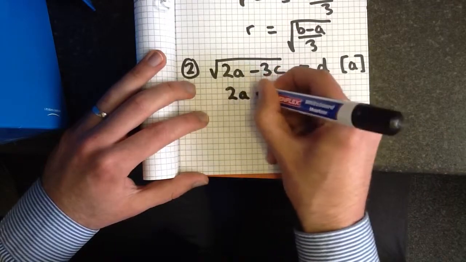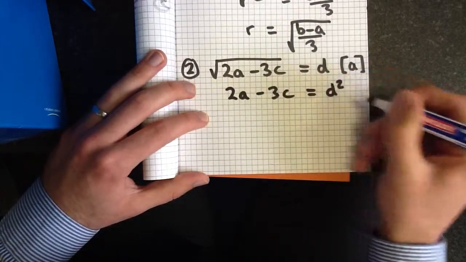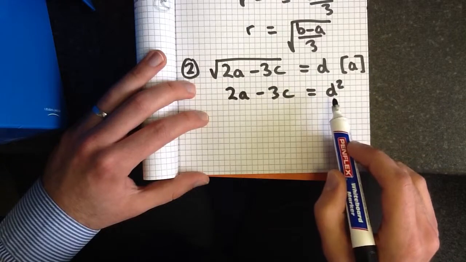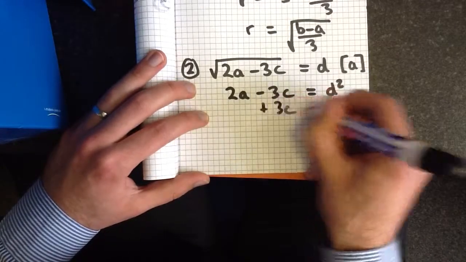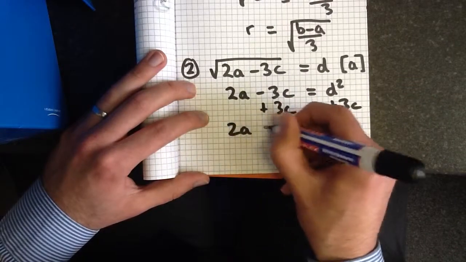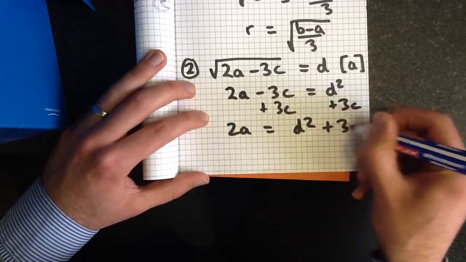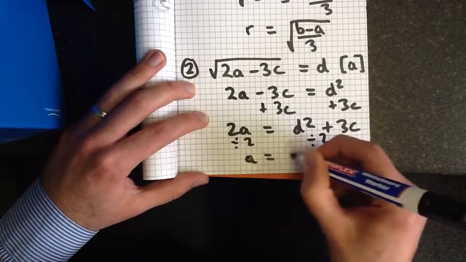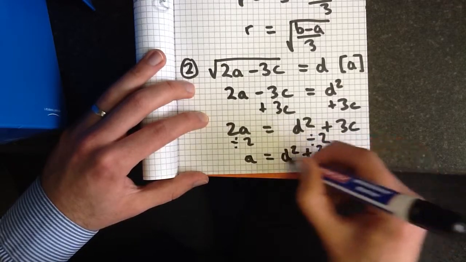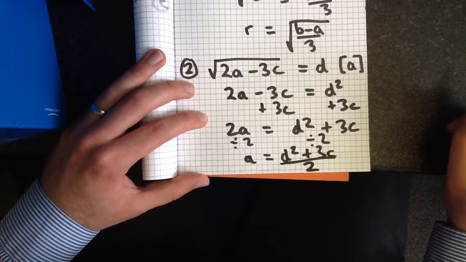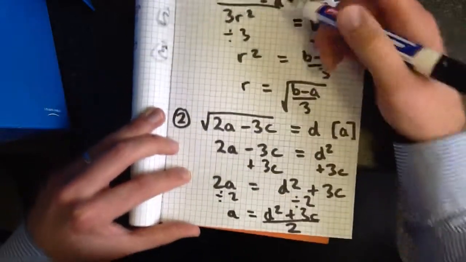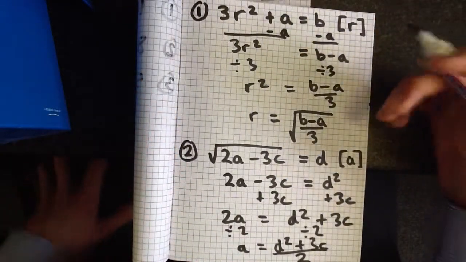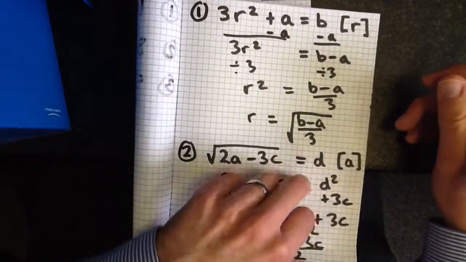So I square both sides, I'm left with that, because if I square a square root, I just get what I had before, and if I square d, I get d squared. Then we add 3c to both sides, so I get 2a equals d squared plus 3c, and finally divide both sides by 2. I get a equals d squared plus 3c, all divided by 2. So the key thing when you're working with powers and roots is that you do exactly what you did before. You find out what happened to what you want to be your new subject and reverse that process.